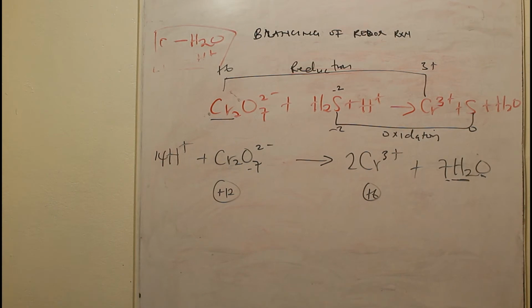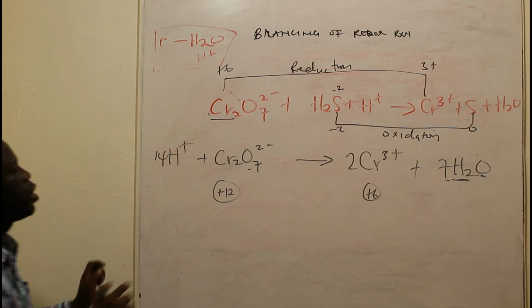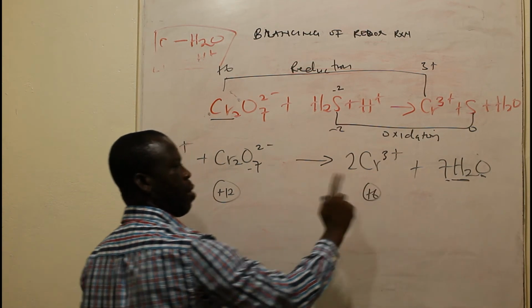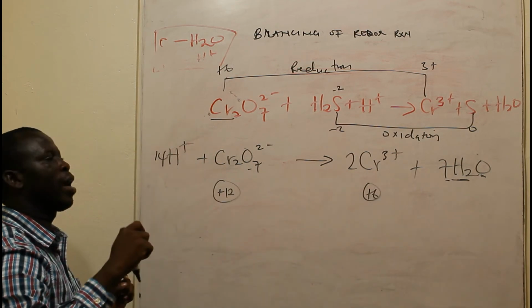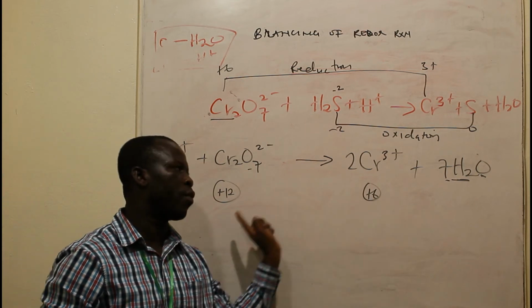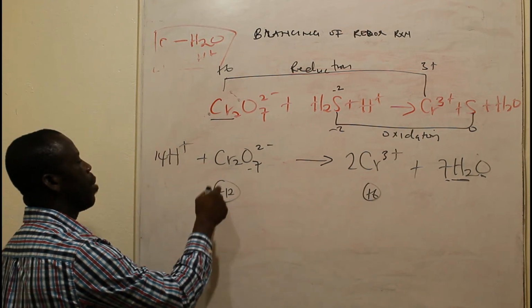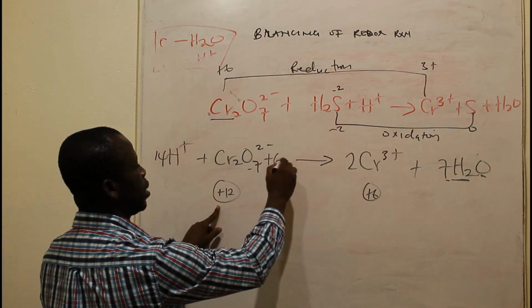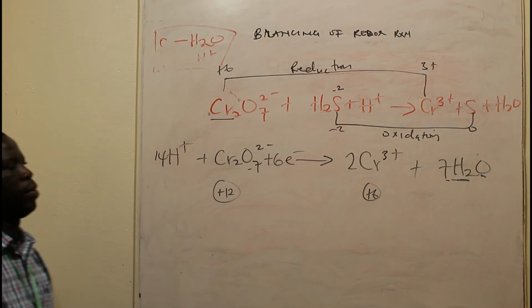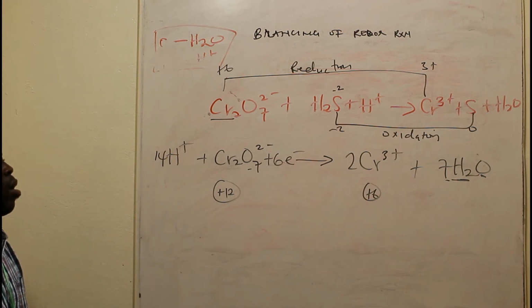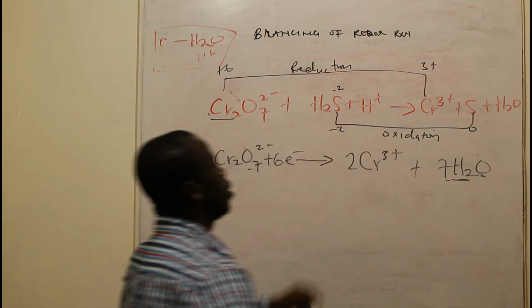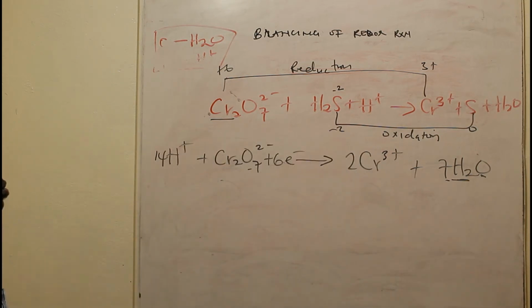So what do we do again? We need to reduce this one by 6, or add 6 to this. Remember, electrons are negative, so we cannot add to increase 12. We can only add the electrons to 12 to reduce it. So we add 6 electrons. After adding 6 electrons, we have finished with the reduction half equation. See that we have balanced everything here.